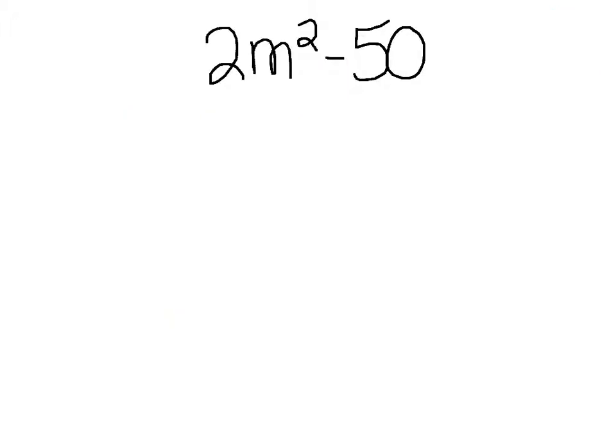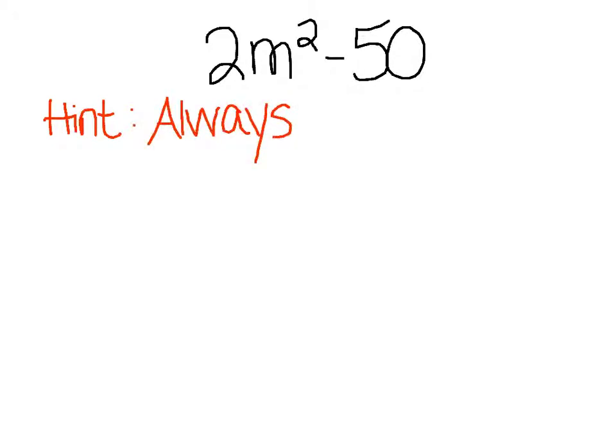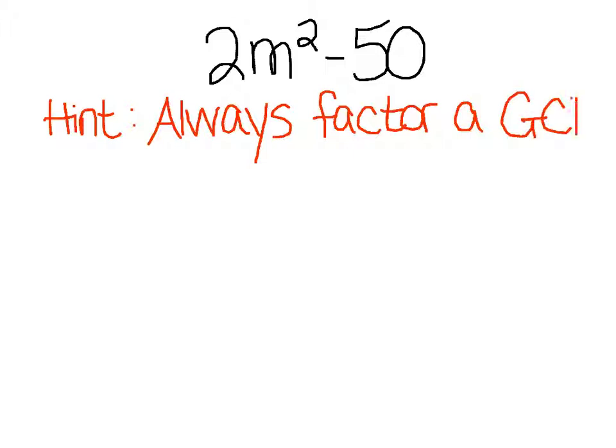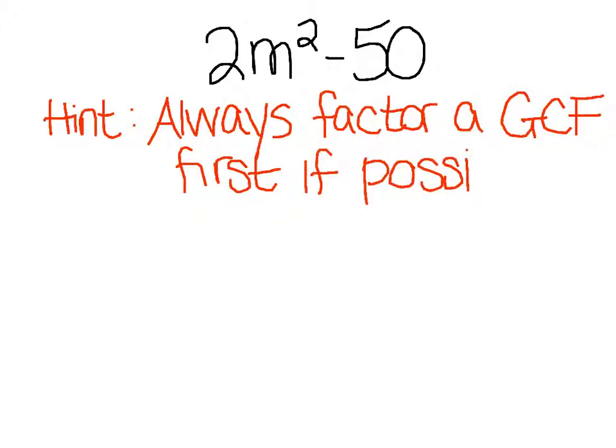Looking at another example, we have 2m squared minus 50. Well, if you notice, 2 is not a perfect square, and 50 is not a perfect square. So I'm going to give you a hint that I want you to write down. Always, and we've said this before, we're going to say it again and again, always factor out a GCF first, if possible. So if there's a GCF, you always want to take it out first, if you can.